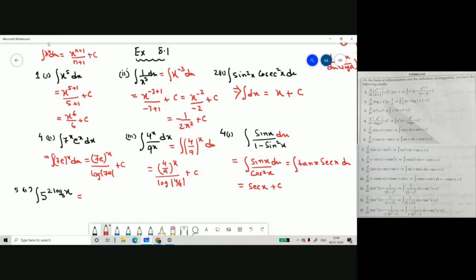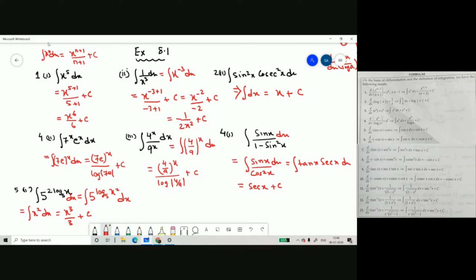Then look at 5 part 2. Integration of 5 to the power 2 log x base 5. Now this, by using the property of logarithm, can I write, again I missed dx over here, 5 to the power log base 5 x square dx, which by using the property of logarithm becomes x squared dx. Now, we know the integration of this. This will be x cubed by 3 plus c.